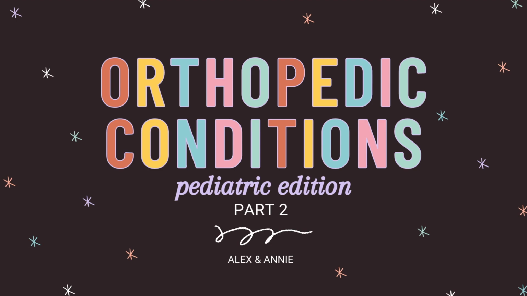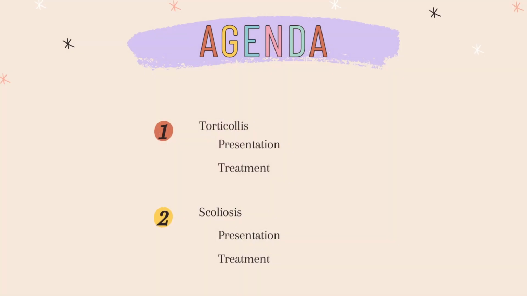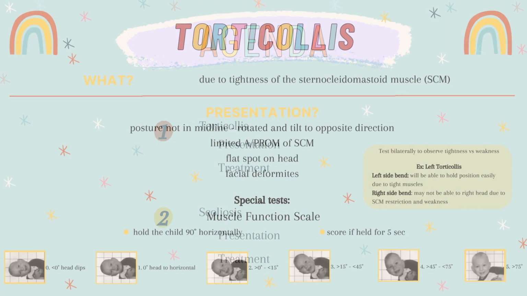Today we're going to talk about orthopedic conditions, pediatric edition part 2. In the other one we covered lots of things about the hip, knee, ankle, and foot, but today we're going to focus more on the spine. So we're going to talk about torticollis and scoliosis. What is the presentation and what is the treatment?